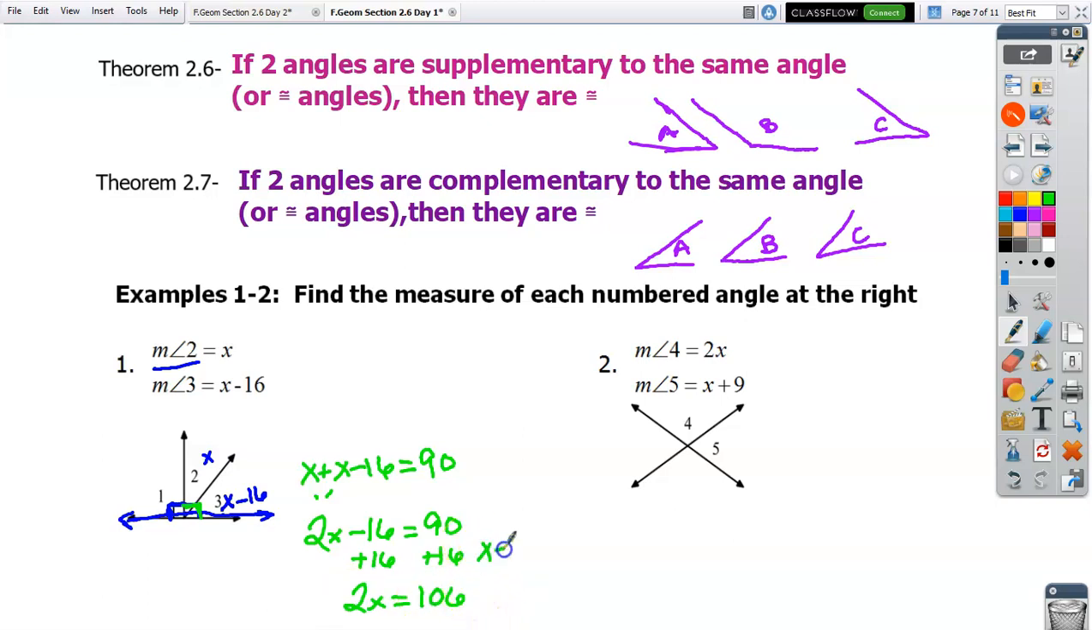So x equals 53. Done. Now we have what x is. Now we need to plug it back into our problem. So let's take the 53 and plug it in for x here. So instead of x now, we're going to write 53. We don't need to do any extra steps there because x is 53.